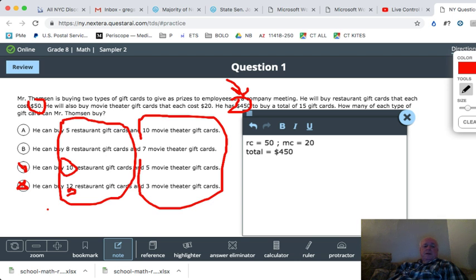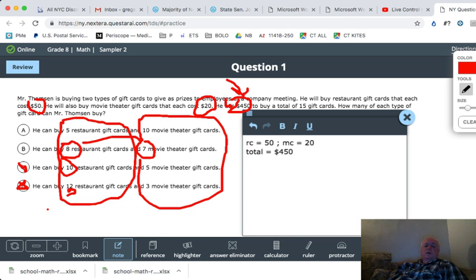Okay, then we come to B. He has 8 cards here. So that's $400. Okay? So he has 50 left over. He has 7 of these cards, but they're worth 20 each. So that's going to be 140. Plus 400 gets 540. It's bigger than the 450, so that's no good.